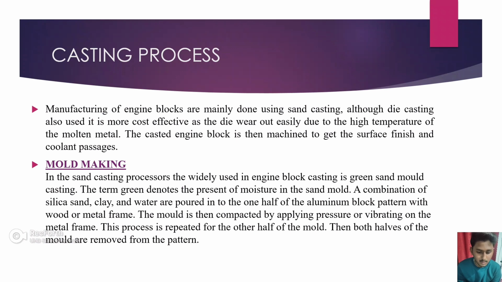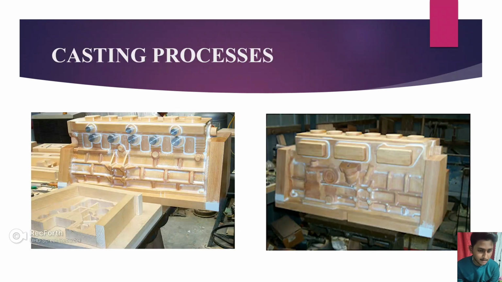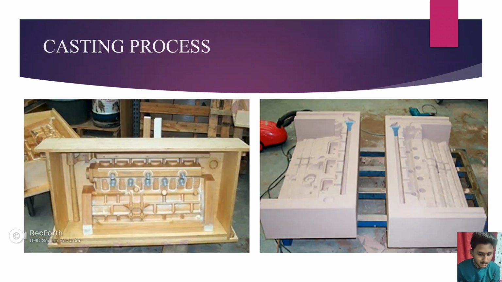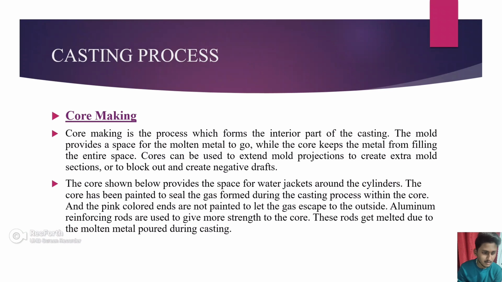A combination of silica sand, clay and water is poured into one half of the aluminum block pattern with a wood or metal frame. This process is repeated for the other half of the mold. Then both halves of the mold are removed from the pattern. This is the actual mold diagram. Casting process.